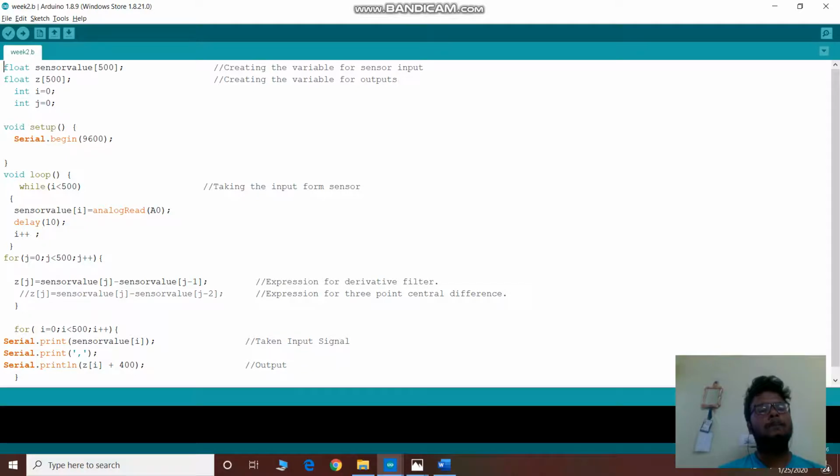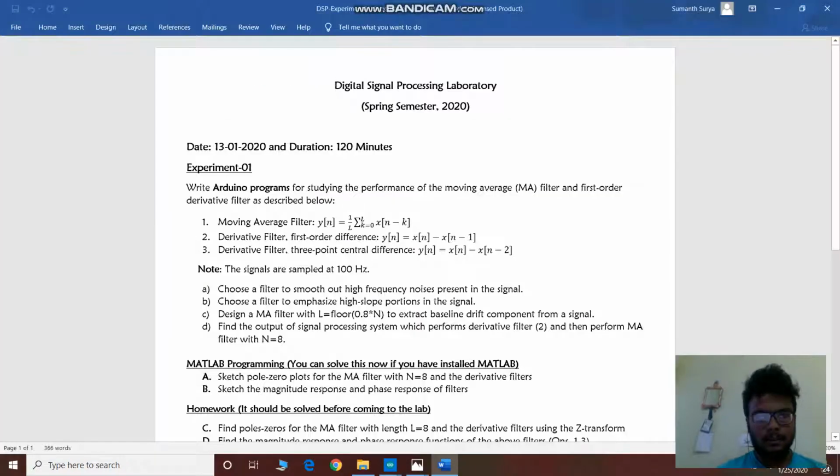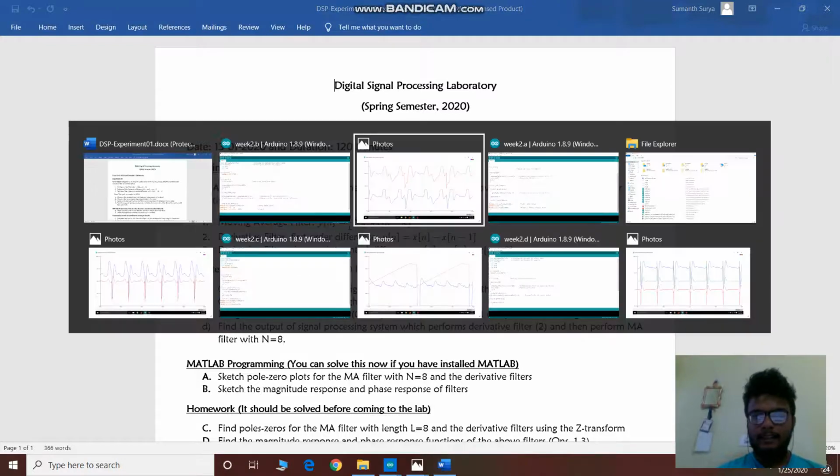Next, the question is to pass it through the derivative filter. Choose a filter to emphasize high slope portions in the signal. To emphasize the high slope portions in the signal, we have to use a derivative filter. First order difference or the 3-point central difference, either can be fine. The first order difference is y of n is equal to x of n minus x of n minus 1. And the 3-point central difference is y of n is equal to x of n minus x of n minus 2. So we can calculate both.